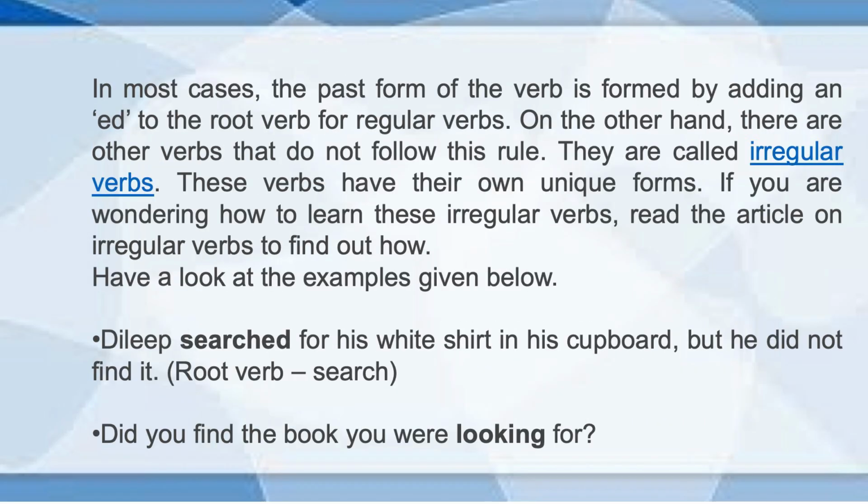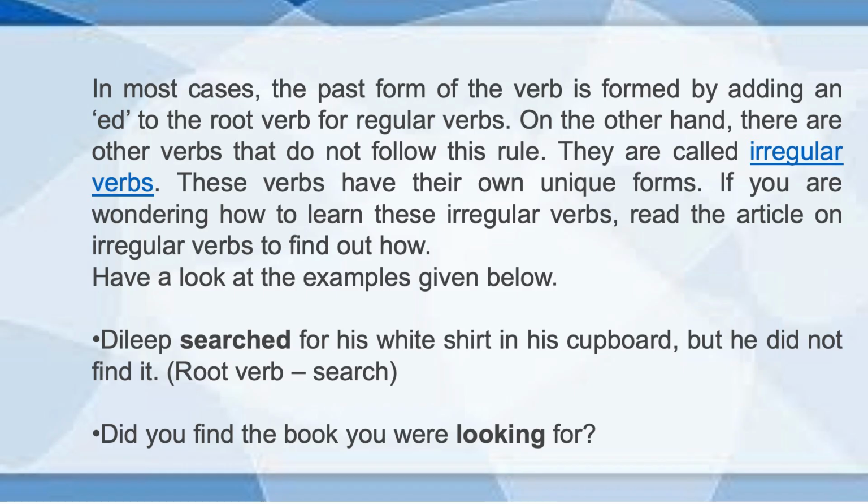In most cases, the past form of the verb is formed by adding ed to the root verb for regular verbs. On the other hand, we see other verbs that do not follow these rules. These rules conform to regular verbs. So, what happens in irregular verbs? They are verbs that do not follow these principles and they have their own unique forms. If you are wondering how we will get to know about these irregular verbs, read the article on irregular verbs.